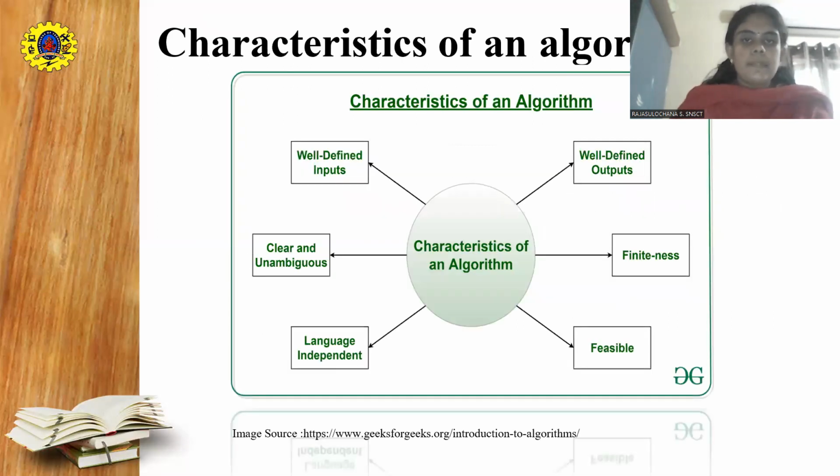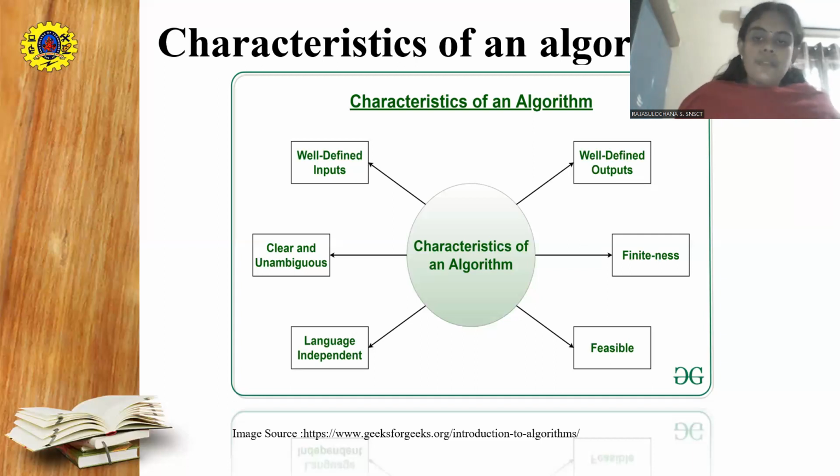Which is pictorially represented as shown here. So it should contain well-defined inputs, it should contain well-defined outputs, and the algorithm steps should be clear and unambiguous, and it should be finite, and it should be language independent, which is the main criterion that you need to check. The algorithm you are designing should be language independent. In other words, it should not be suitable only to be coded in C, or only in Python. You should be able to code the algorithm in any programming language of your convenience.